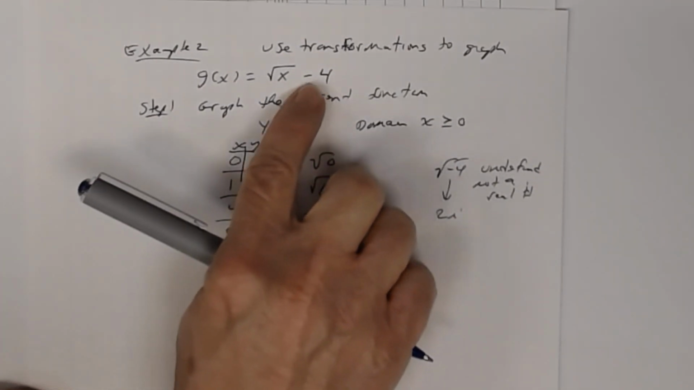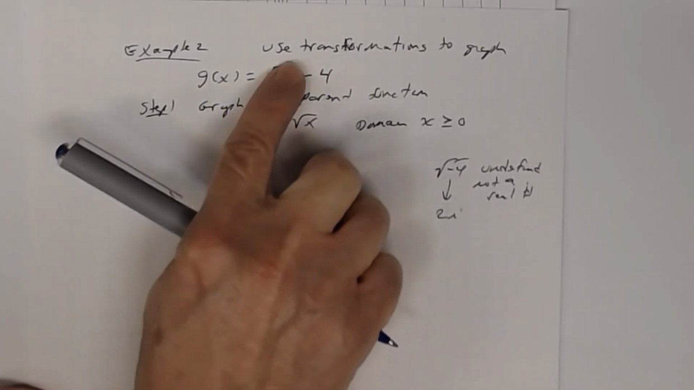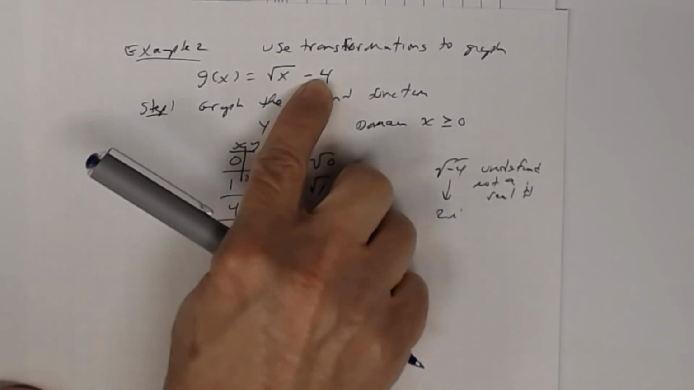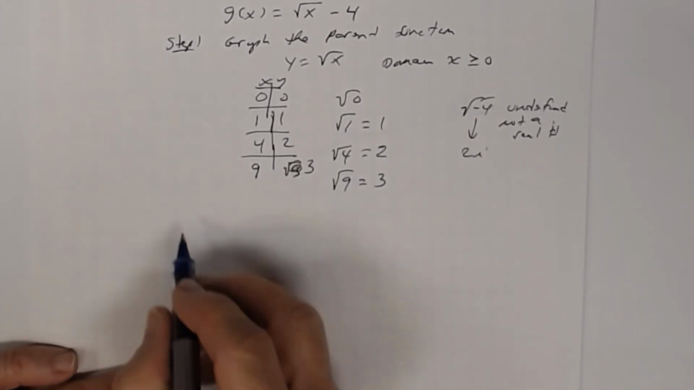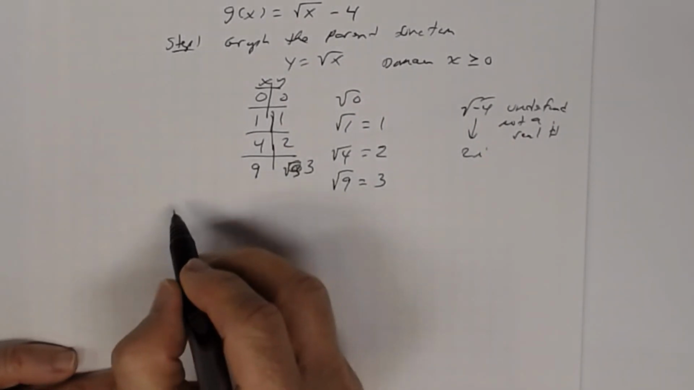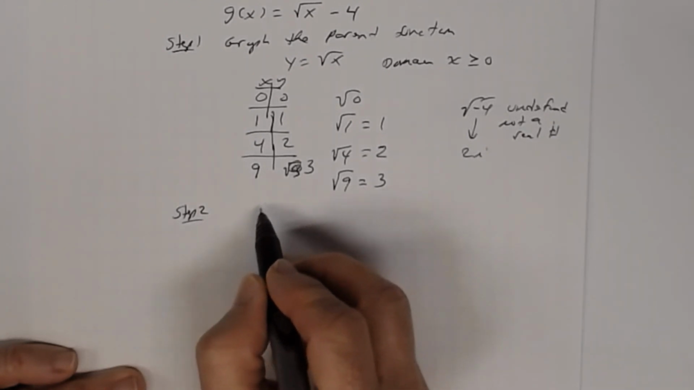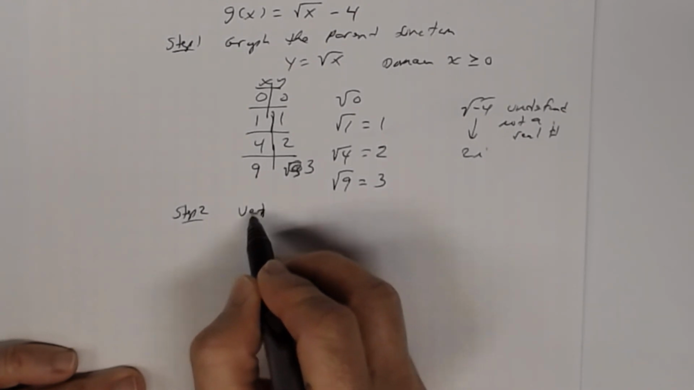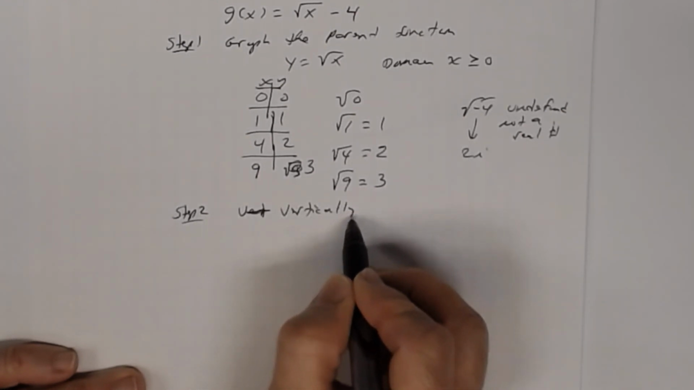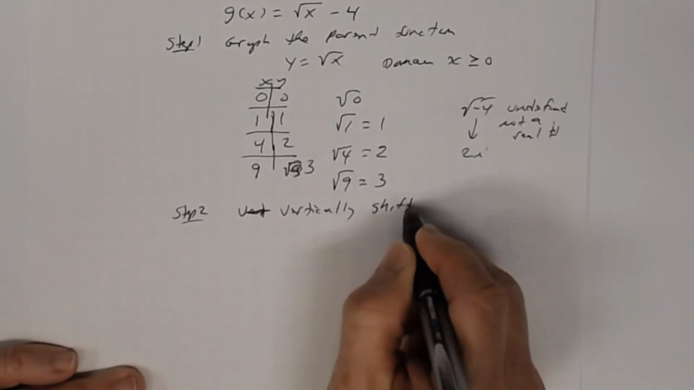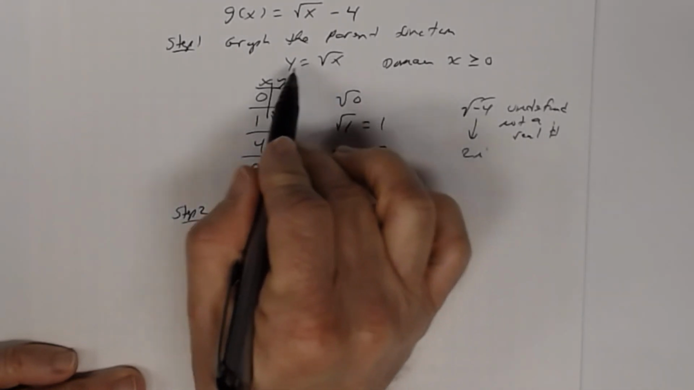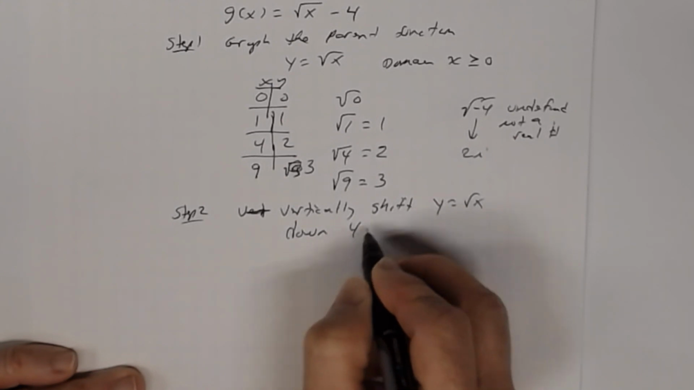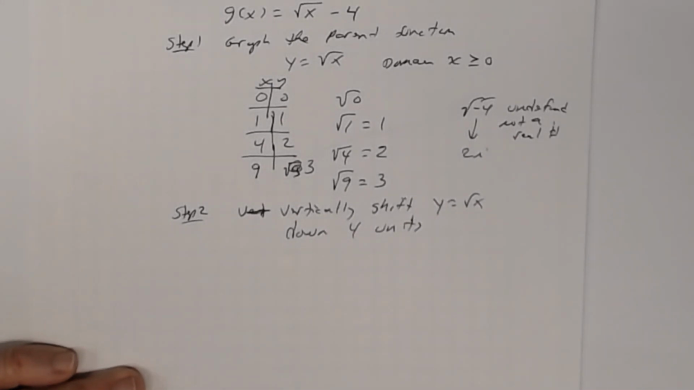But remember, I want to graph g of x, which is the parent function, subtract 4. Well, if you subtract 4 from the parent function, that means you're going to shift it down 4 units. So you're going to say step 2 is now you're going to vertically shift the function you just did. You just graphed y equals the square root of x down 4 units. All right, so that's your step 2.